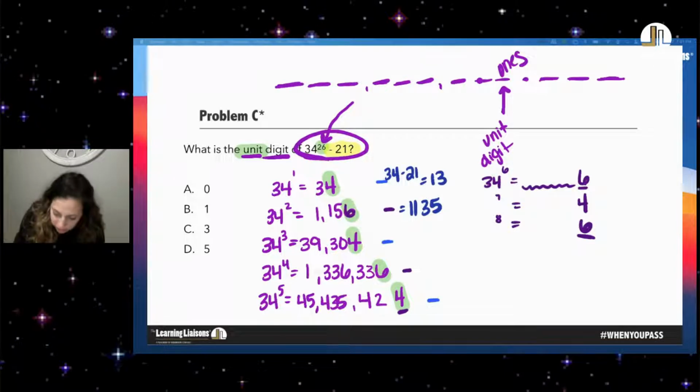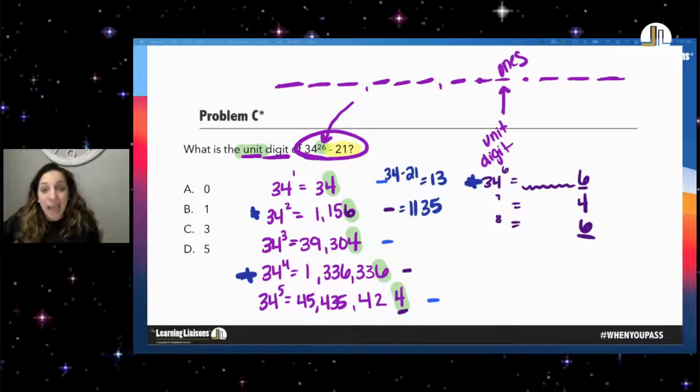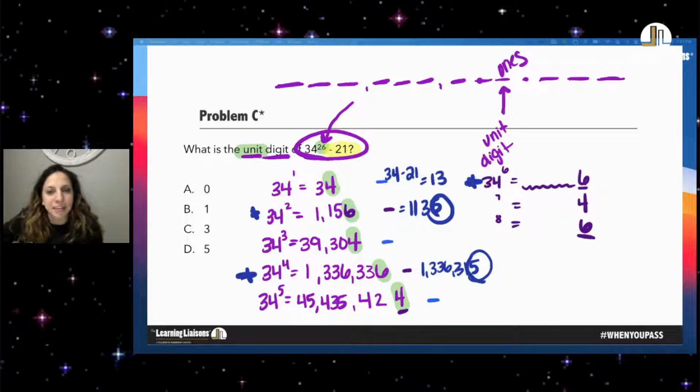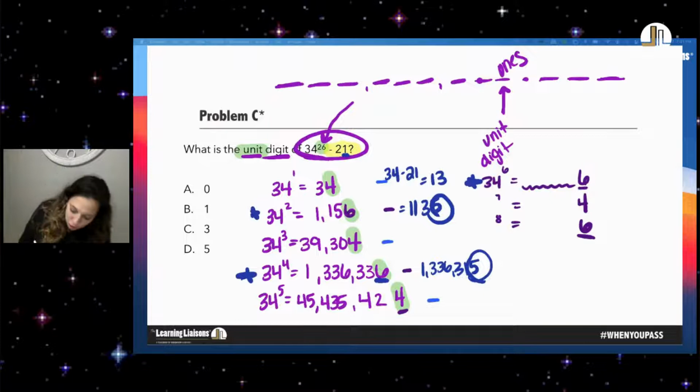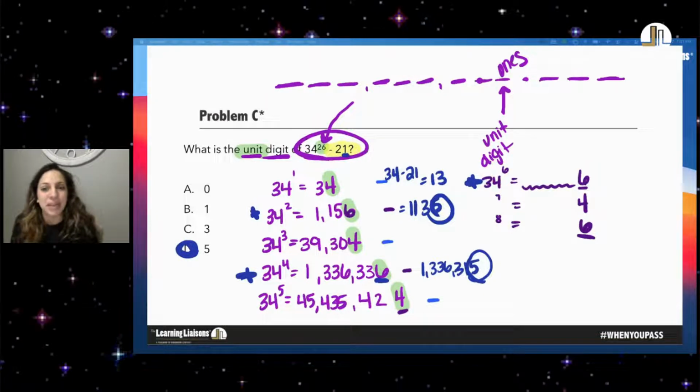No, we only care about the even numbers, which is this one, this one, this one, because I have an even number. So let's go ahead and do 1,336,336 minus 21. I get 1,336,315. Do you notice a pattern? My unit digit is always 5. Because if I take this number, 6, and I subtract 1, I get 5 every single time. So the unit digit of this number is going to be 5.